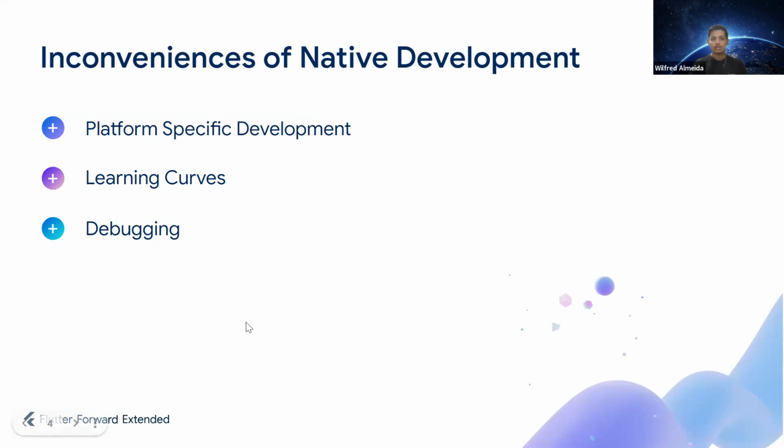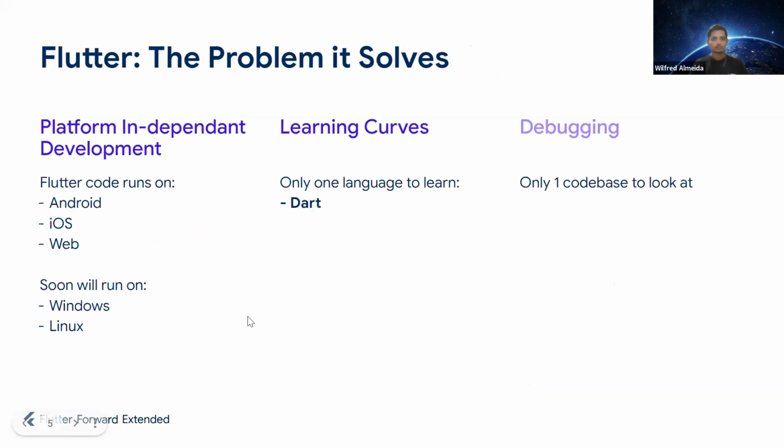So Android and iOS applications are in the most trend, and the web is also gaining a steady pace. So these are the problems I discussed. So Flutter solves these problems. Platform independent development: Flutter code runs on Android, iOS, and web, and soon it will run on Windows and Linux also. For all of the devices that you can use, you just need to write one specific code, one code base you have to maintain, and your applications will be everywhere. And only one language to learn, that is Dart.